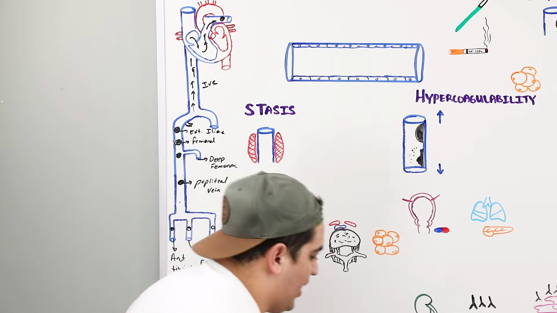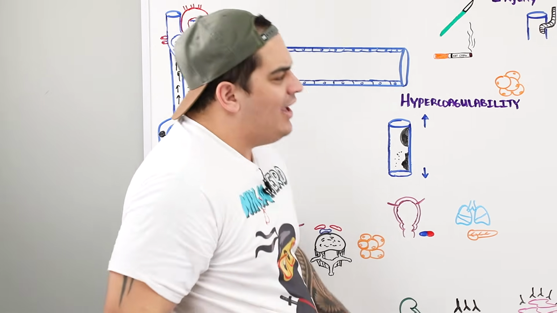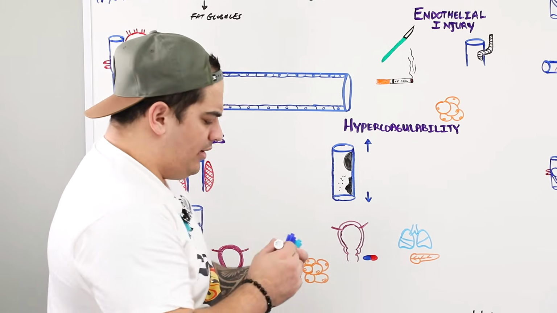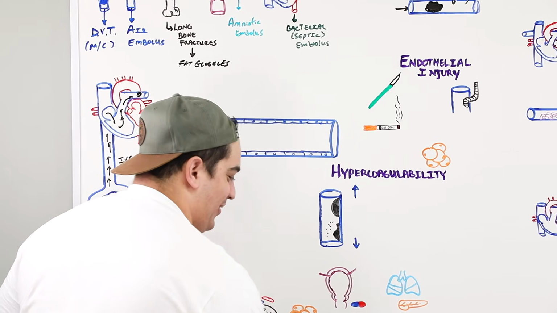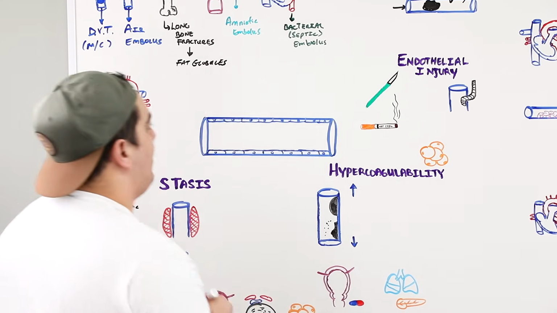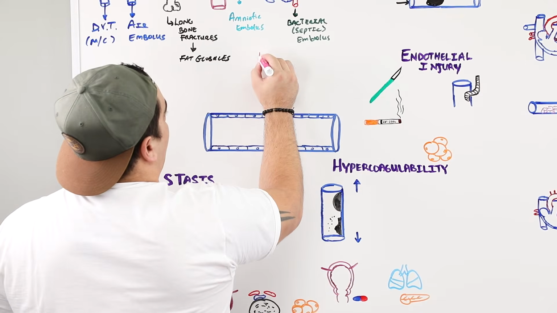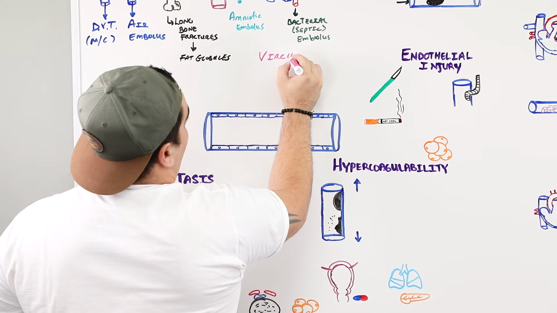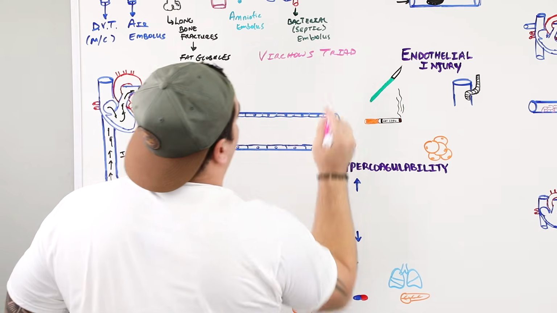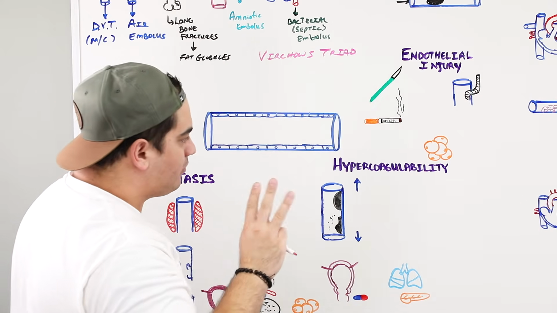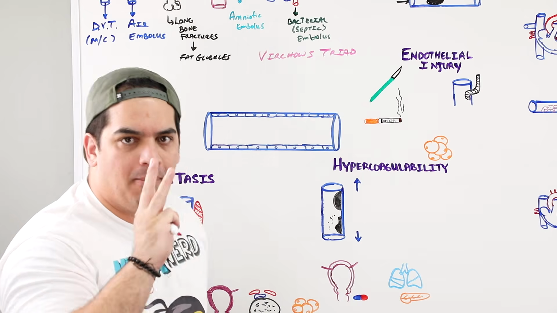So the first one that I want you guys to think about here, there's this guy, okay, he came up with a triad. You guys might see where I'm going here with this. He came up with this triad, and it's called Virchow's triad. Okay, and what he said is that there's three particular things that increase the risk of forming blood clots.